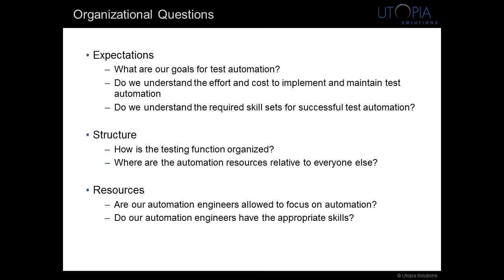First, from an organization perspective, I want to understand 3 main things. Do we have reasonable expectations for automation? Are we structured in a way that supports optimal automation? I'm talking about the organizational structure, where people fit in the organization. And do we have the right resources and skills to be successful?